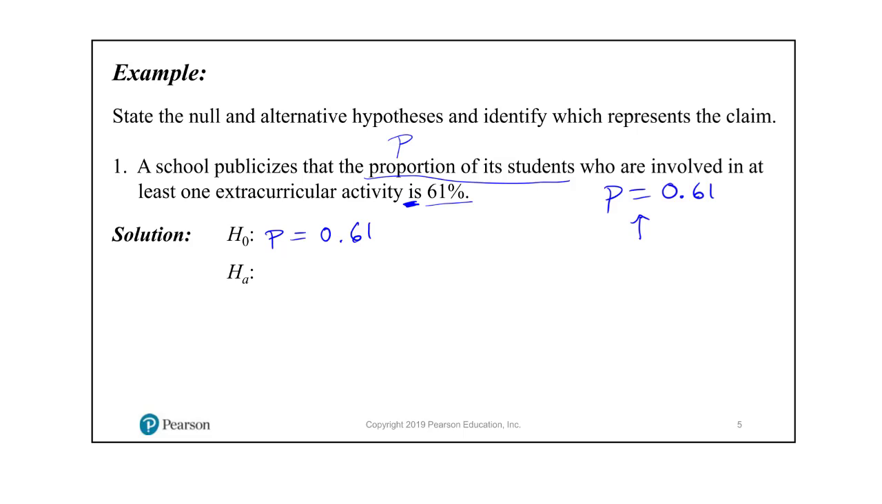Okay. And that means that if the H0 is P equals 0.61, then the rest of it is simply P not equals 0.61. All right. So that's how we set up the null and alternative. Now, which one was the claim? Well, the school is saying that P is equal to 0.61. So this is the claim. In this case, the null hypothesis is the claim.